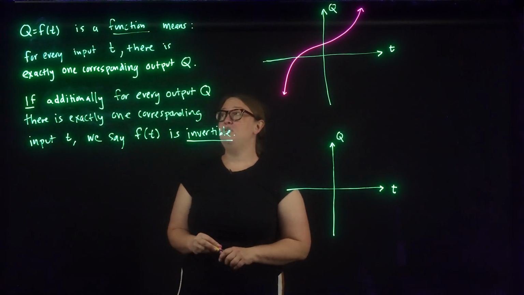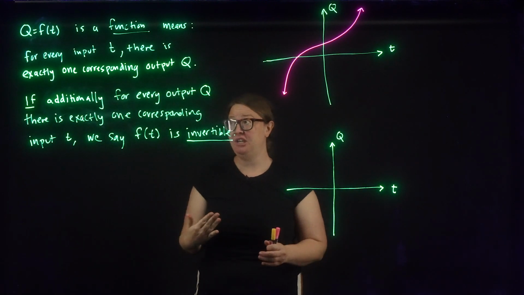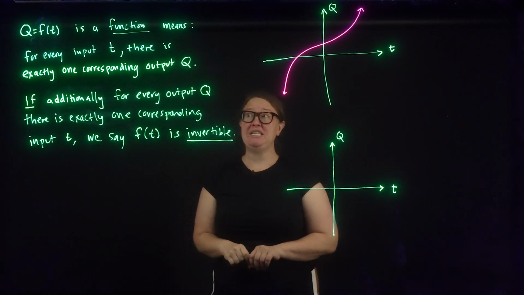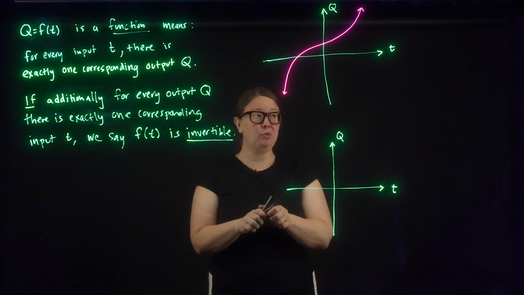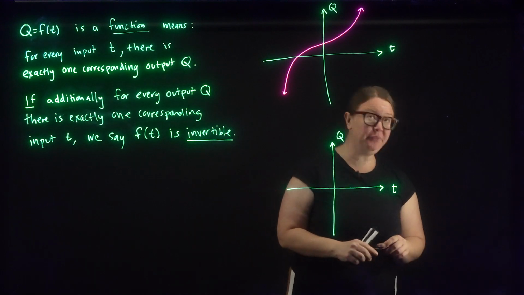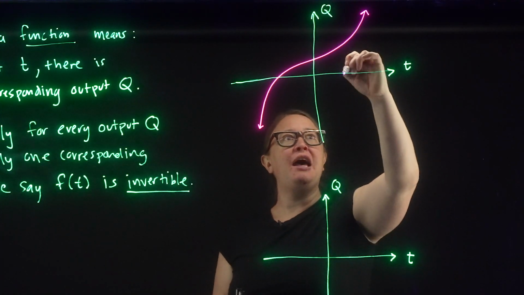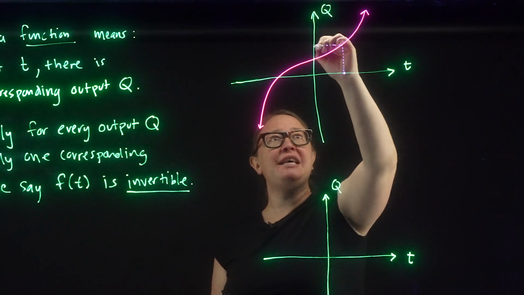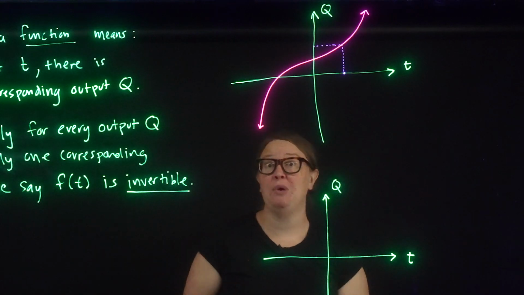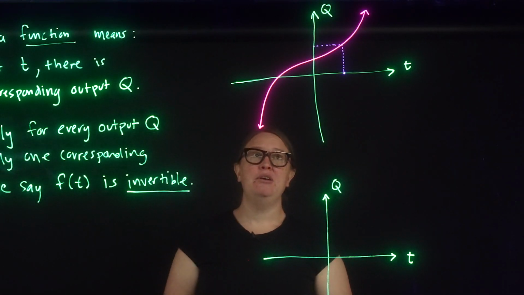Remember that f of t equals q, or q equals f of t, is a function means that for every input t, there is exactly one corresponding output q. What this looks like on our graph: for each value of t, I can input t and get out exactly one value of q. So I can give you an input and you tell me exactly one output, okay?